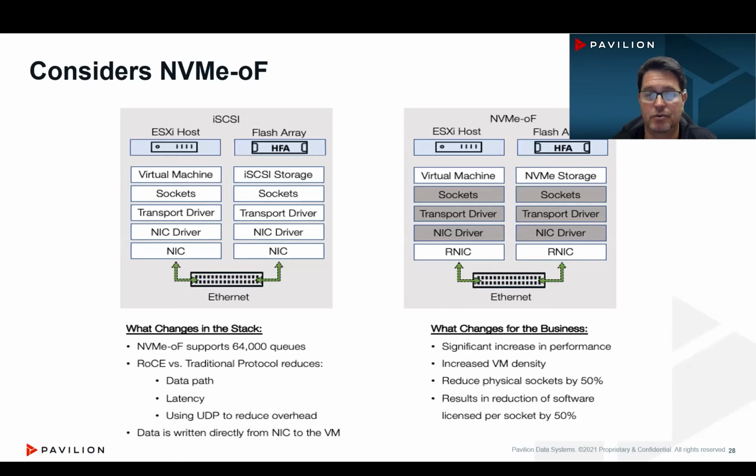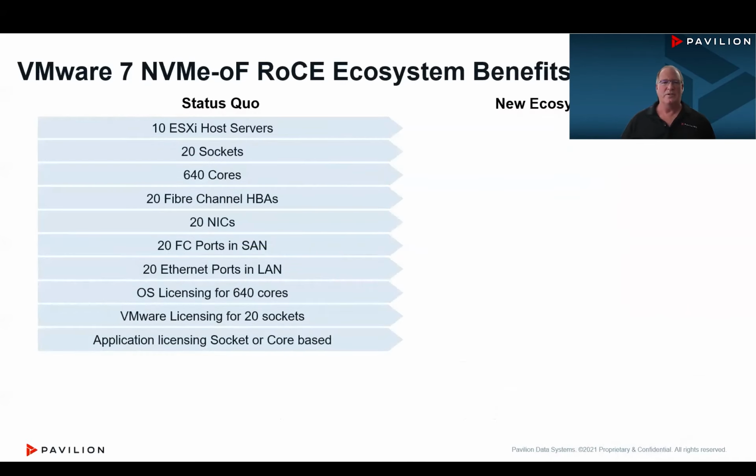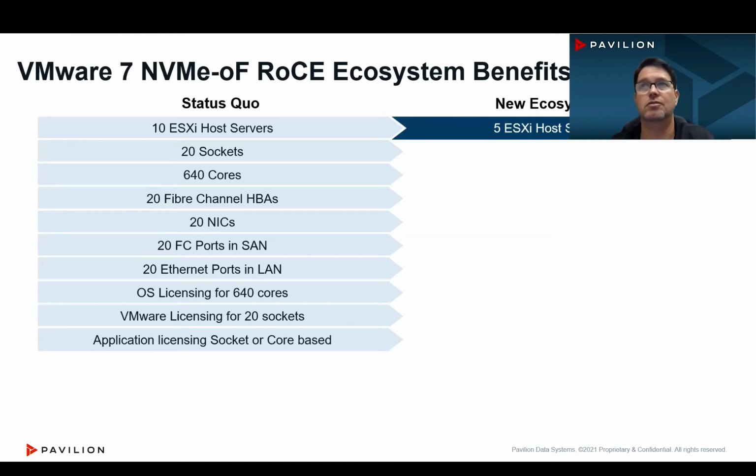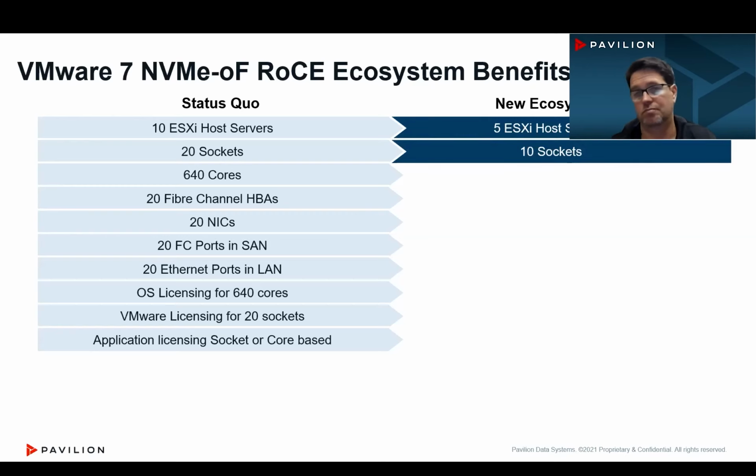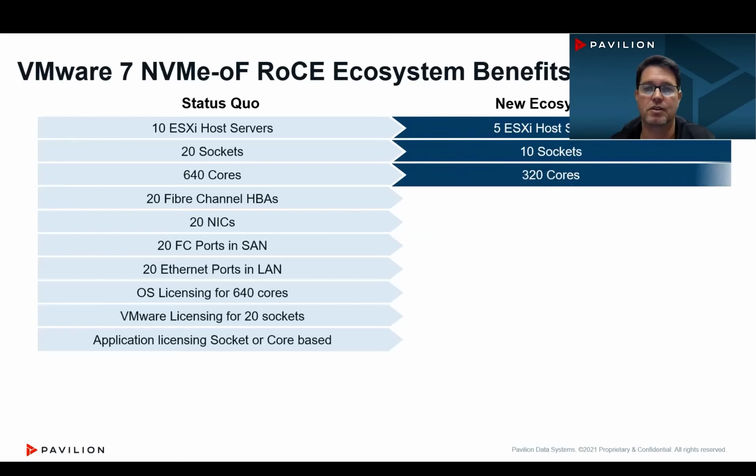And it wasn't just the software, it was the software licenses. In fact, I think if you flip to the next one, Keith, you may want to just kind of talk through this. Absolutely. So what they saw is by moving from their existing solution to their newer ecosystem, they were able to dramatically improve their environment. So they essentially went from 10 ESX servers down to 5, which also cut their number of sockets in half from 20 to 10, the number of cores from 640 to 320. And for licensing purposes, that is incredibly impactful.